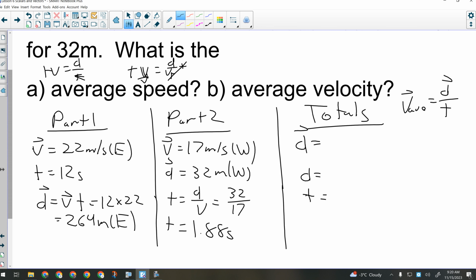I go 264 meters east and then 32 meters west. What do I need to do with those two numbers? Subtract, or add them and make one of them negative. The end result is the same. So 32 meters and 264 is going to give me 232 meters. Which way? East. Okay, for the distance, what do I do with those two numbers?